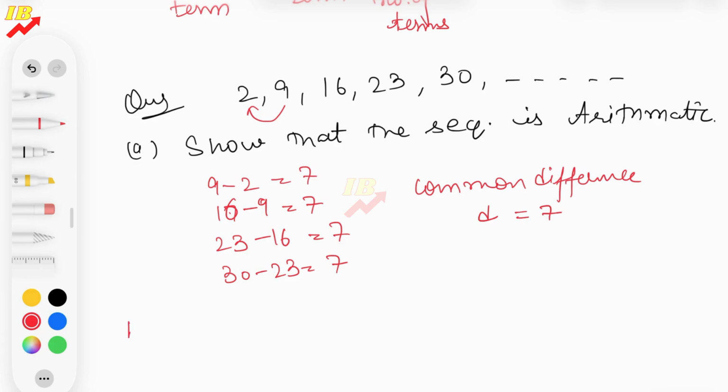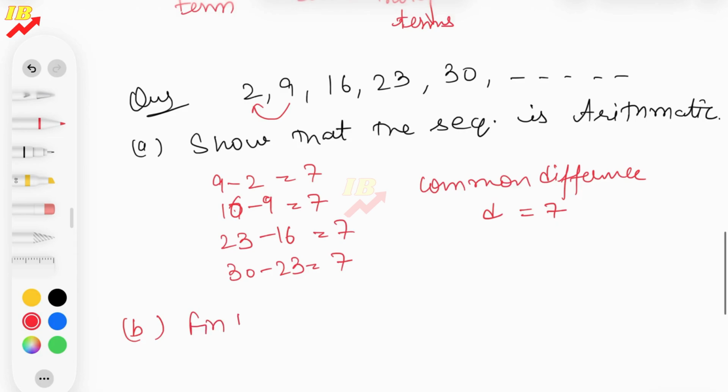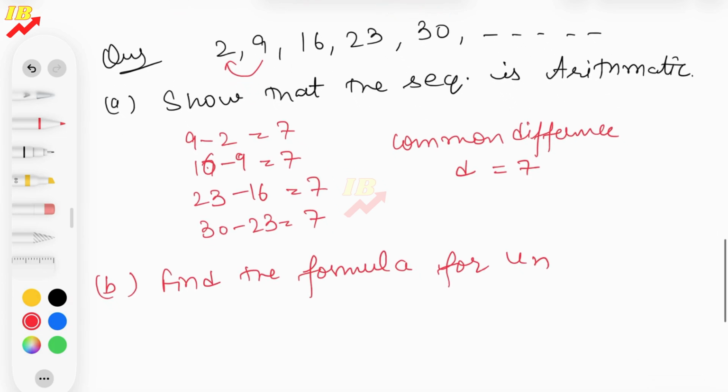Second question, it asks you to write the formula for un. So they are directly telling you that you have to find the un formula. Okay, so I told you the un formula is u1 plus n minus 1 times d. So understand one more thing: whenever you're finding the general formula, the general expression of that sequence, you never use n's value. You have to leave n's place as it is. You're not supposed to fix any position for n.